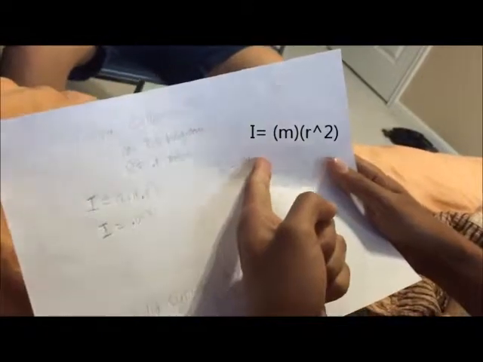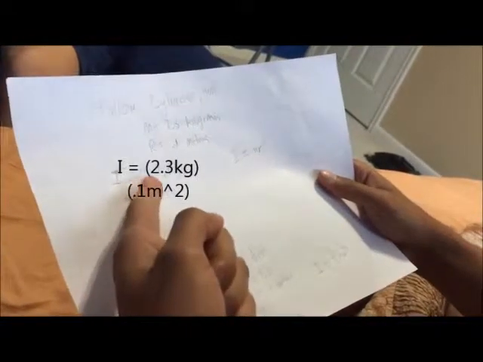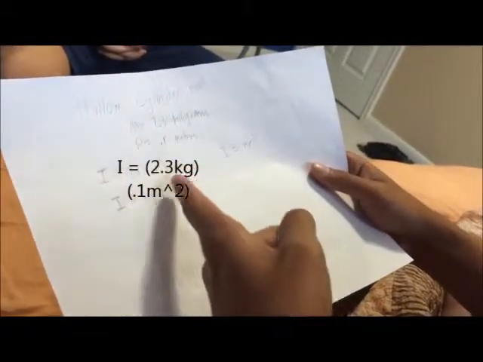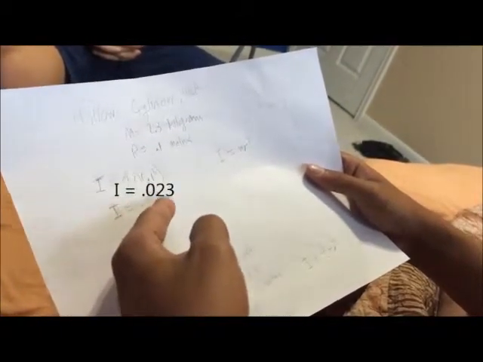So what effect does the object's shape have on its moment of inertia? Well, let's take a look at this hollow cylinder and this filled cylinder. They both have the same mass and the same radius, so let's look at the equations and see how it affects the moment of inertia. For a hollow cylinder, the equation is I equals mr squared. For a solid cylinder, I equals 1/2 mr squared. So, if the mass is 2.3 kilograms for the hollow cylinder and its radius is 0.1 meters, its moment of inertia should equal 0.023.